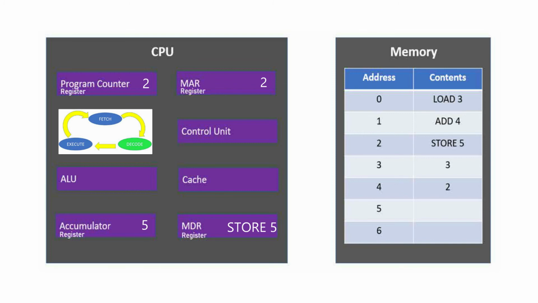The control unit decodes the instruction by comparing it to the instruction set it has stored. The instruction is store the contents of the accumulator at memory location 5. The control unit now executes the instruction and stores the contents of the accumulator at memory location 5.